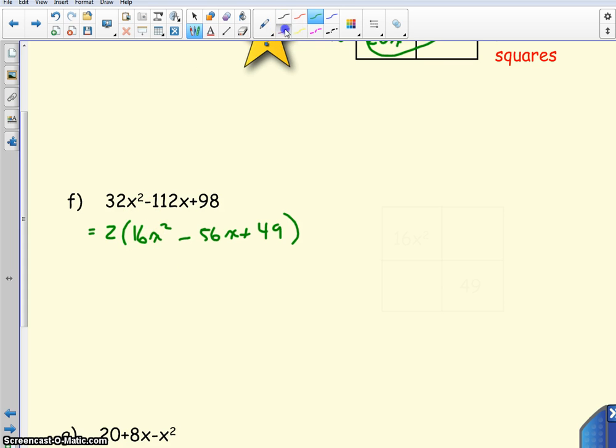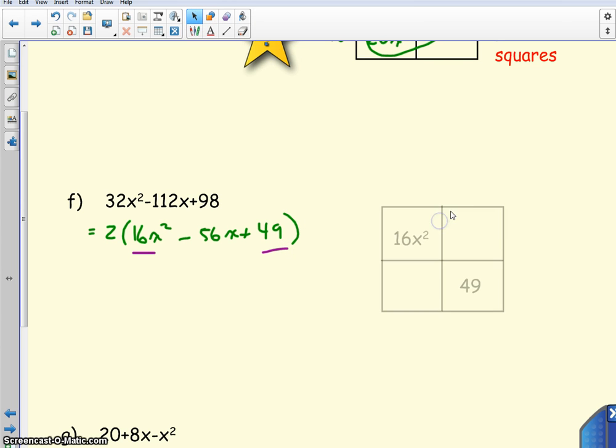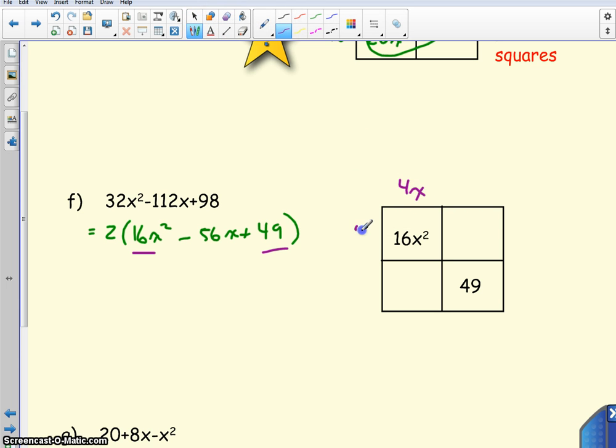You might notice again that we have a perfect square here and a perfect square here. So again, let's try it in our array, see if it works out. Doing so, I'm going to have 4x and 4x. For 49, again, 7 and 7 or negative 7 and negative 7. Here we have to add to a negative though, so it's going to have to be negative 7 and negative 7. So I get negative 28x in both of these parts of the array, and those will add to negative 56x, so it does work, which is what we have here. So we're going to have 2 and then 4x minus 7 all squared.